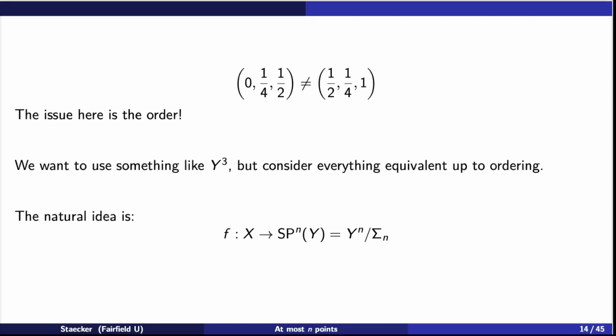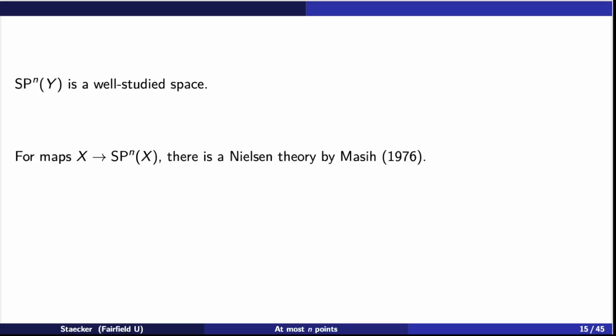And this, maybe you've heard of, this is called the symmetric product. So instead of y to the n, we use y to the n mod the symmetric group. So this is all n-tuples from y, but we consider them as unordered. All right. This is the symmetric product, and this is a well-known thing that people talk about.